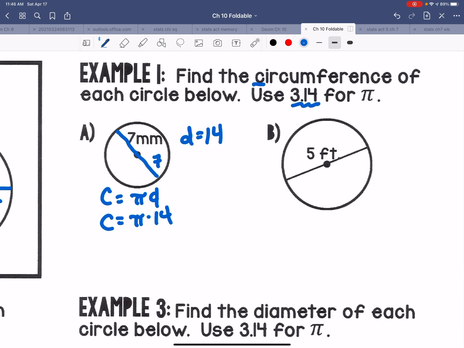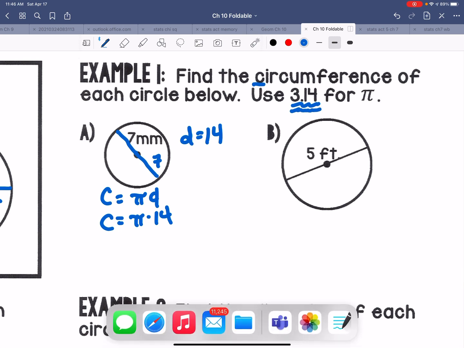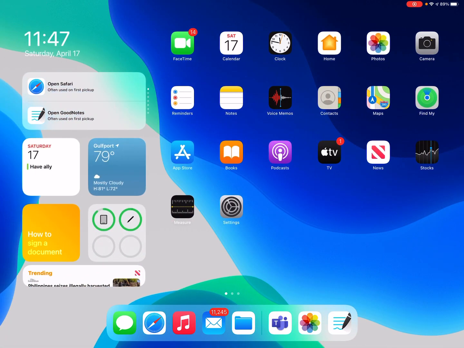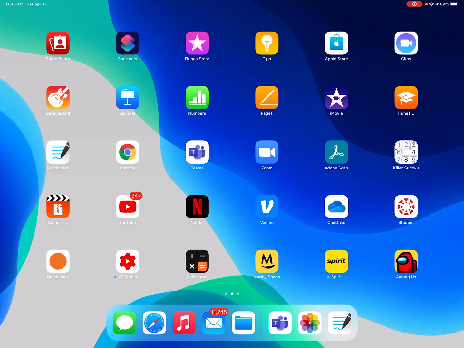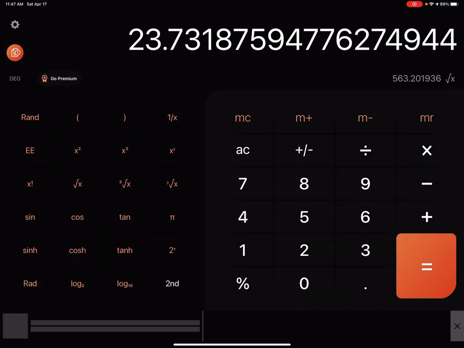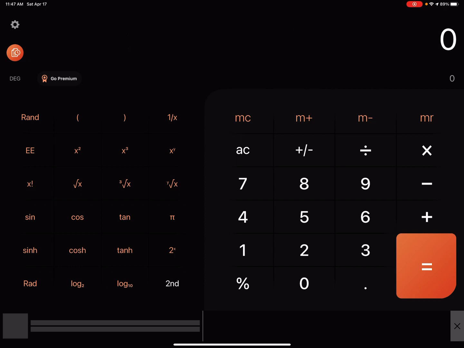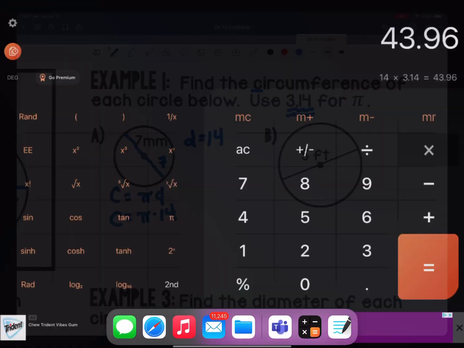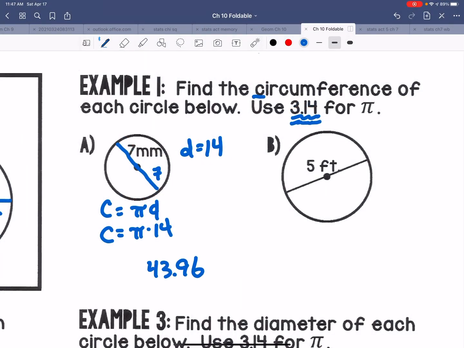Now it says in our directions, just to be consistent, if you don't have a calculator with a pi button, like most of us don't, maybe that's not true, but if I go to some type of a calculator on my iPad here, then here it is, okay. I don't see a pi button. So they're saying just use 3.14 for pi. So 14 times 3.14 equals 43.96. Now it doesn't say what to round to, so I'm not quite sure. I'll just leave my answer that way, but it is in millimeters.